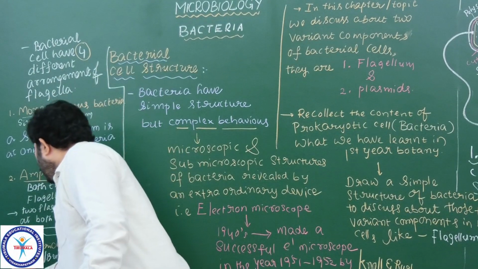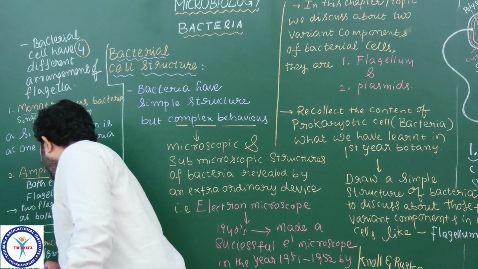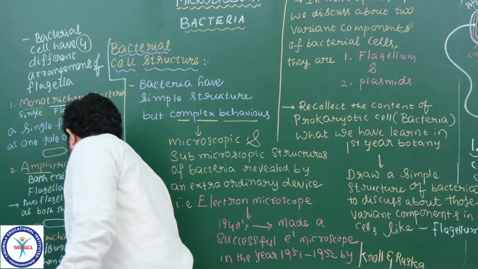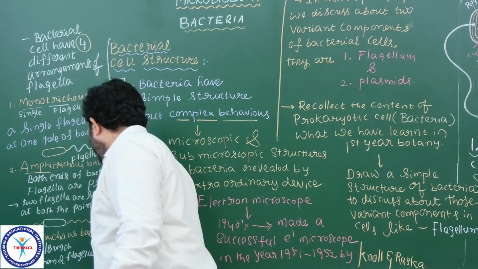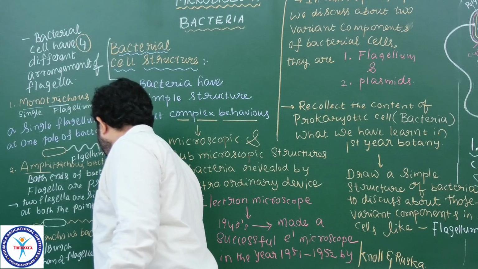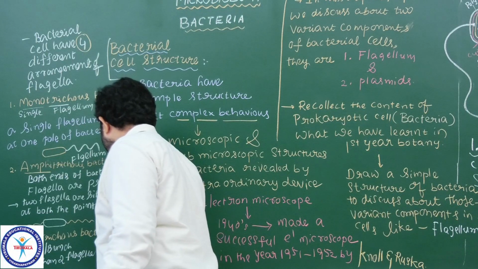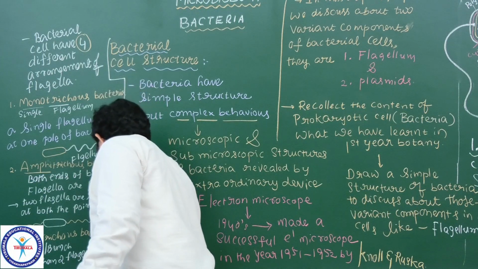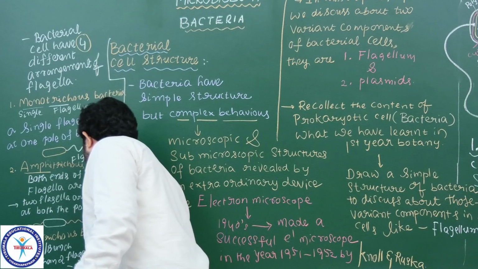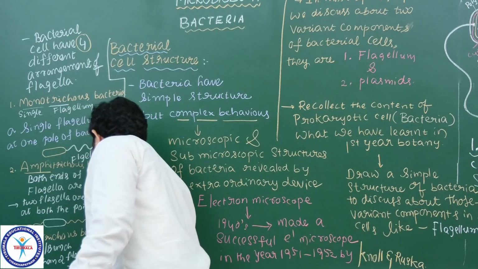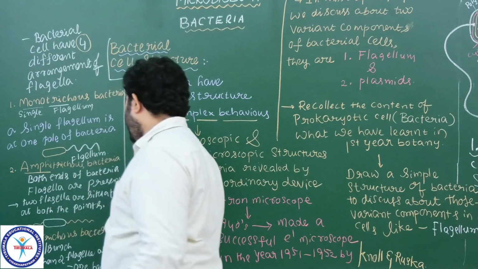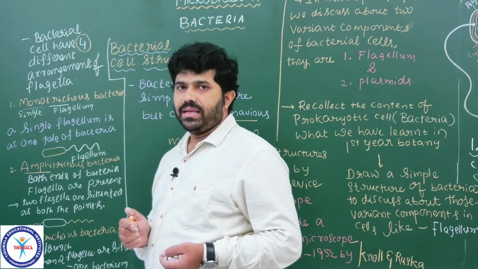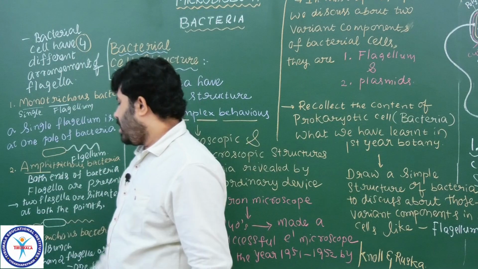More than two flagella are situated on one bacterium, in which we see from one point a tuft of flagella arises. That type of arrangement and that type of bacteria are called lophotrichous bacteria.